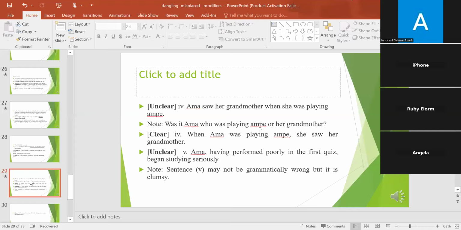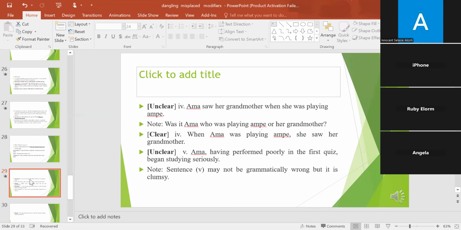Amma saw her grandmother when she was playing ampe. The confusion here comes with the pronoun she, because Amma saw her grandmother. Amma is a woman, of feminine gender. Grandmother too is feminine gender. So both of them can be referred to as she. Now, it is not clear whether it was the grandmother who was playing ampe or Amma who was playing ampe.